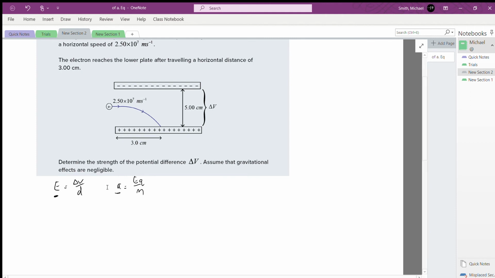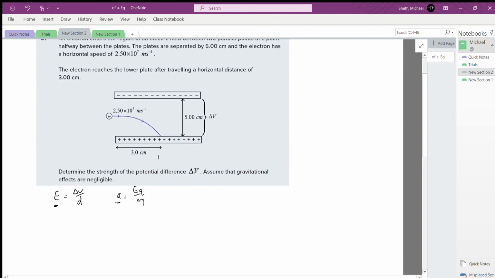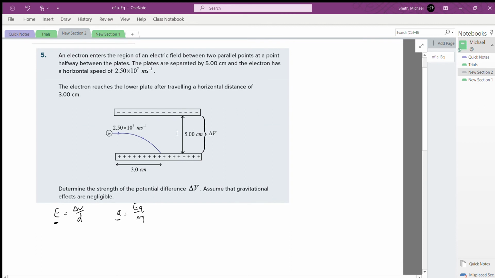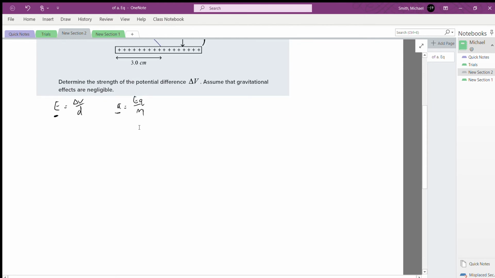But how are we going to work out the acceleration? In order to work out the acceleration, we're using our constant acceleration formulas. Here we don't really have much except for the initial horizontal speed and the distance traveled, but we can use that horizontal distance and the horizontal speed to work out the time, and then from there we can work backwards using the constant acceleration formulas to find A, then E, then delta V. So let's begin by working out the time, to work out the acceleration, to work out the electric field, to work out the potential difference.